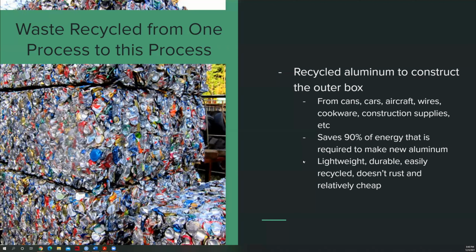Waste recycled from one process to this process. We plan to use recycled aluminum to construct the outer box. This aluminum can be recycled from cans, cars, aircraft, wires, cookware, construction supplies, etc. Using recycled aluminum as opposed to deriving it from raw materials saves about 90% of that energy. We're choosing aluminum over other metals such as steel. It's lightweight, still durable, easily recyclable, doesn't rust, and it's relatively cheap.